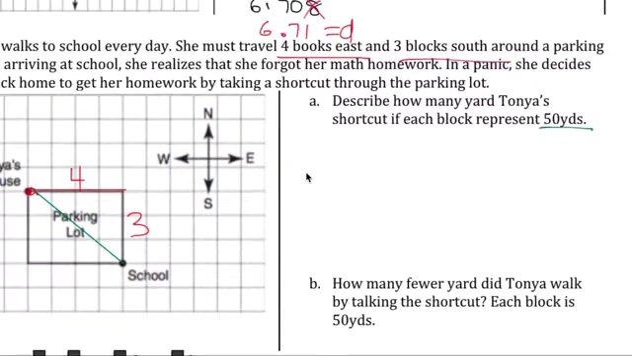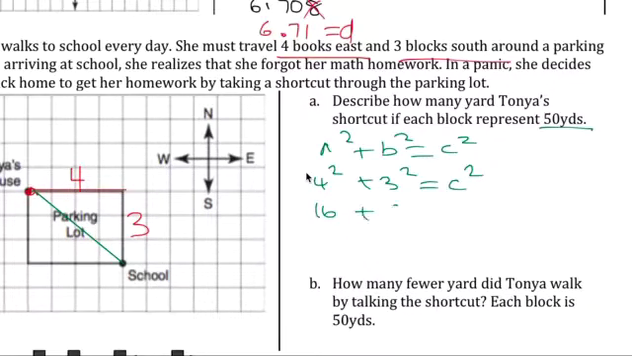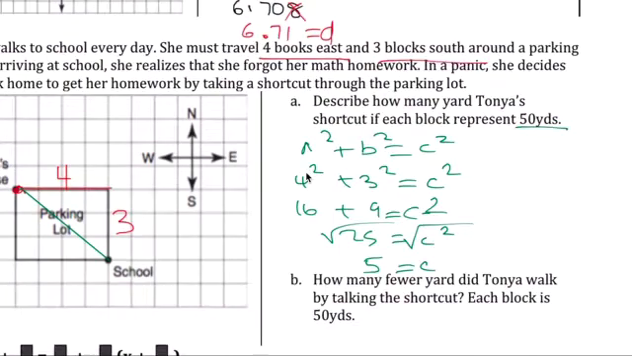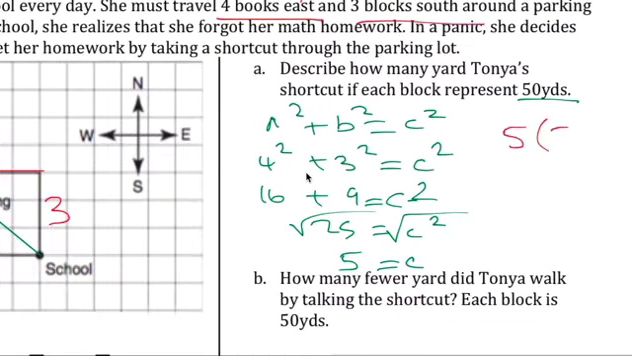Okay, so we do A squared plus B squared equals C squared. 4 squared plus 3 squared equals the diagonal, the parking lot, C squared. 16 plus 9, got 25 equals C squared. Take the square root. The diagonal of the parking lot is 5 blocks. Each block represents 50 yards. There's 5 blocks total but there's 50 yards each. You get 250 yards.